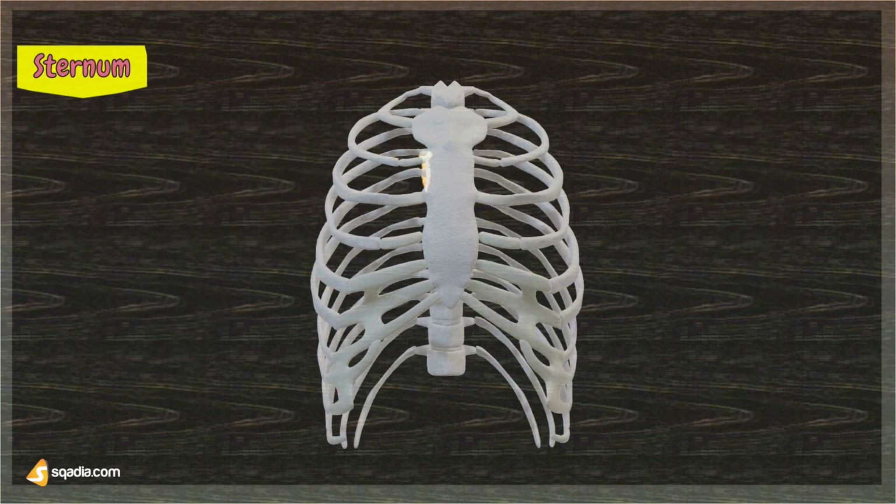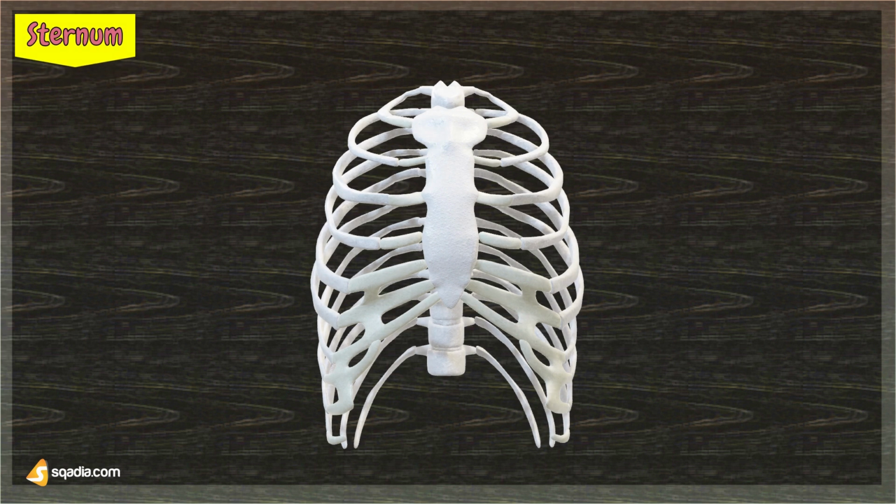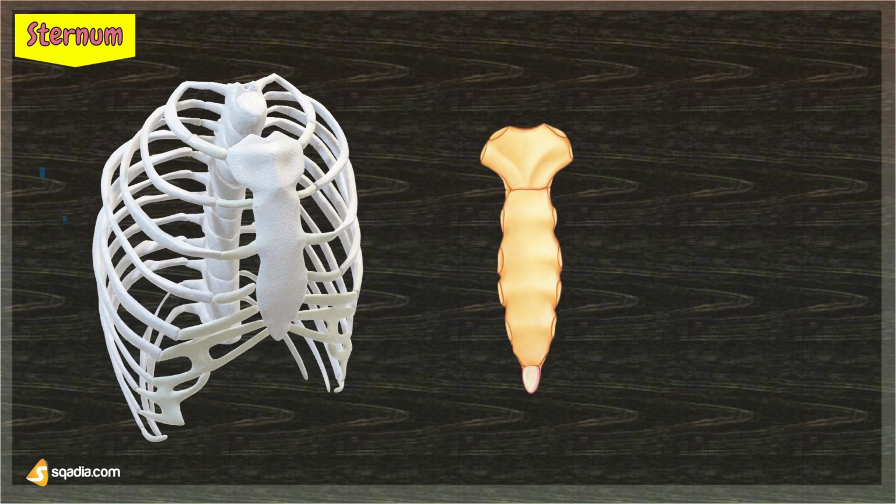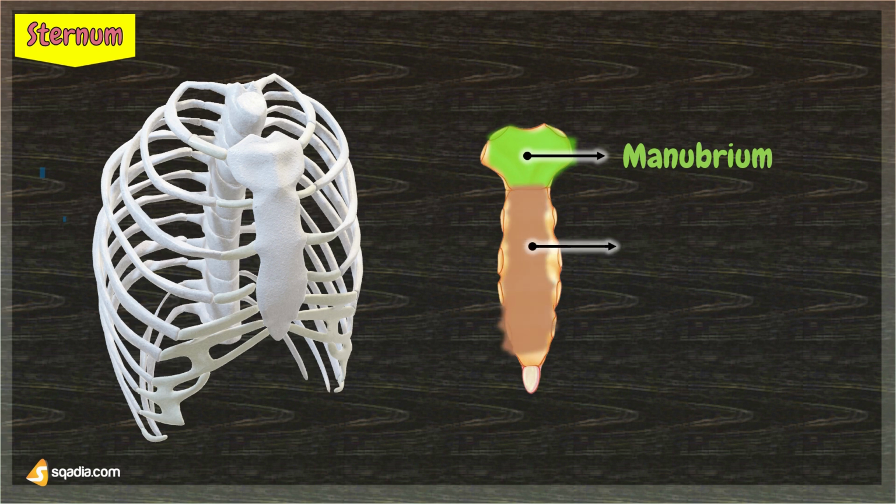The sternum, also known as the breastbone, is a long, flat bone located in the center of the thorax, in front of the thoracic vertebral column. It serves as a point of attachment for several muscles involved in breathing and helps protect the organs in the thorax. The sternum is made up of three parts: the manubrium, the body, and the xiphoid process.